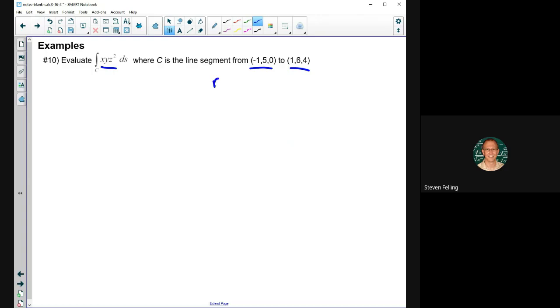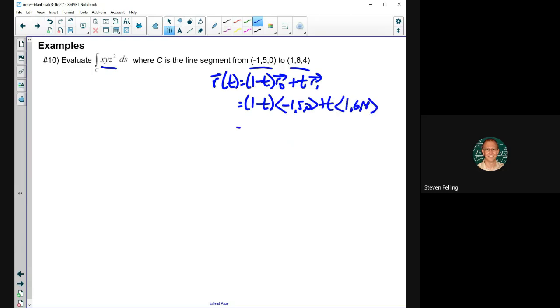For a line segment, my position vector is going to be 1 minus the parameter t times the starting point, and then mix in t times the ending point. So it's going to be 1 minus t times the vector to the starting point, (-1, 5, 0), plus t times the vector to the ending point, (1, 6, 4). For the x component, multiplying by negative 1 gives negative 1 plus t, for y, 5 minus 5t, and then multiplying by 0. And over here, when I multiply by t, I get 1t, 6t, and 4t.